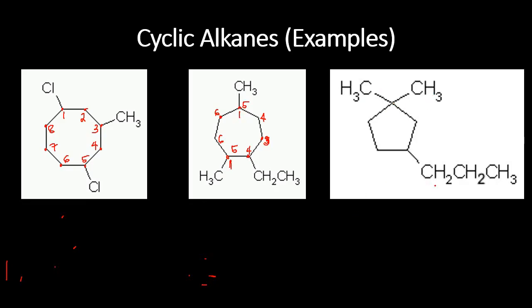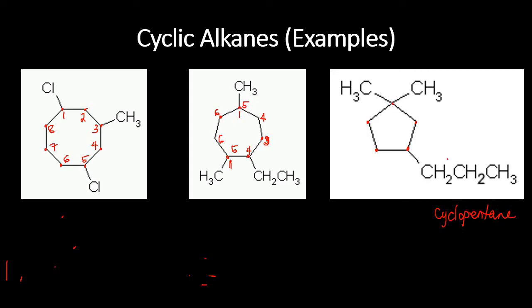So in our third example, we have CH3, CH3, CH2, CH2, CH3, and then the ring. So first step, determine the name of the ring based from the number of carbon atoms. So 1, 2, 3, 4, 5. So there are 5. We know that that is cyclopentane. Okay? Number the ring. Saan tayo magsisimula?